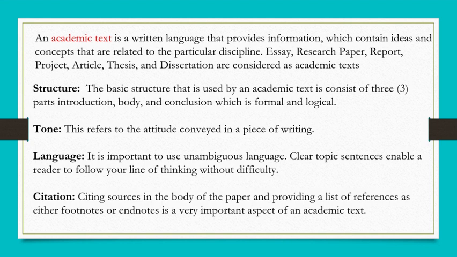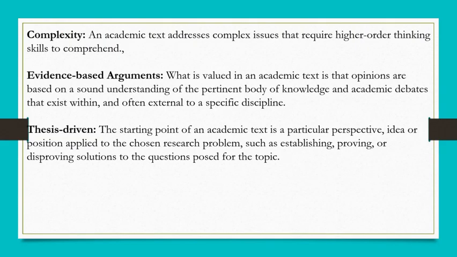And we also do have citation. Citation is the references wherein we gather information to show evidence and to prove the theory of the writer. And aside from citation, we also have complexity. An academic text addresses complex issues that require higher order thinking skills to comprehend. When you say complexity, it is the difficulty or the complications of understanding a particular topic or particular issue. That's why you have to possess higher order thinking skills for you to easily understand a specific academic text.